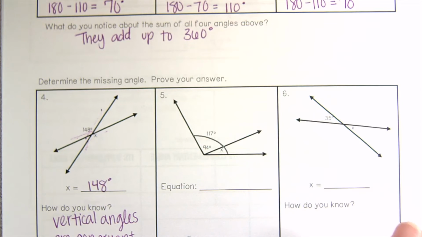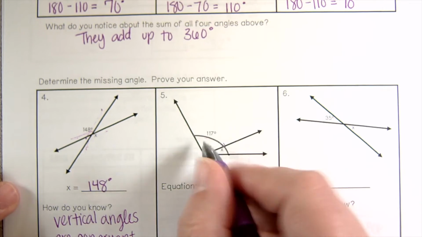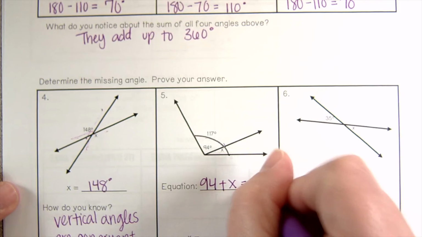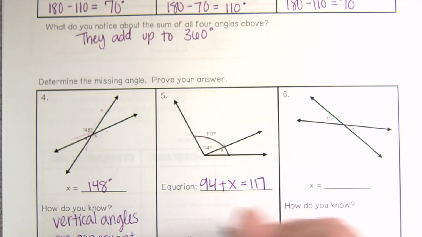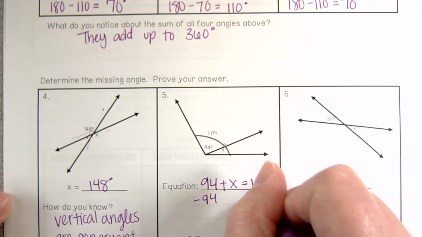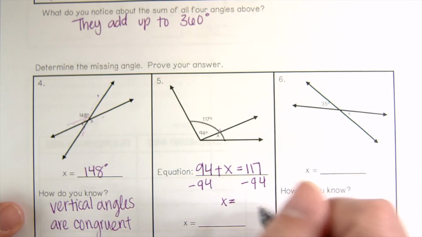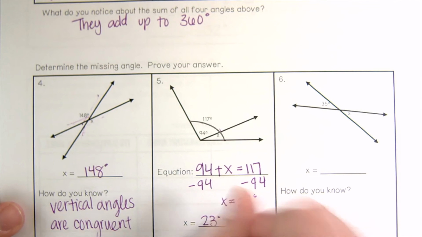And number 5, what do those two angles add up to? They're saying that these two angles add up to 117 degrees. So you can add 94 plus x and set it equal to 117 degrees. What would I do to solve this? Subtract 94 from both sides. So x equals 23. So that angle is 23 degrees.